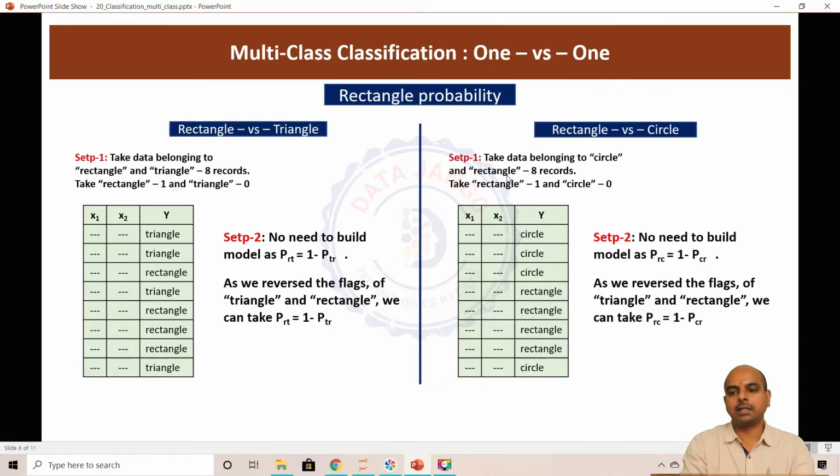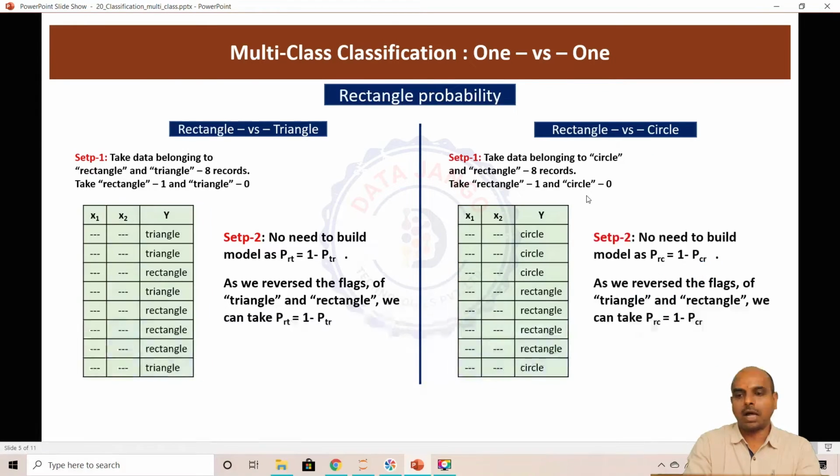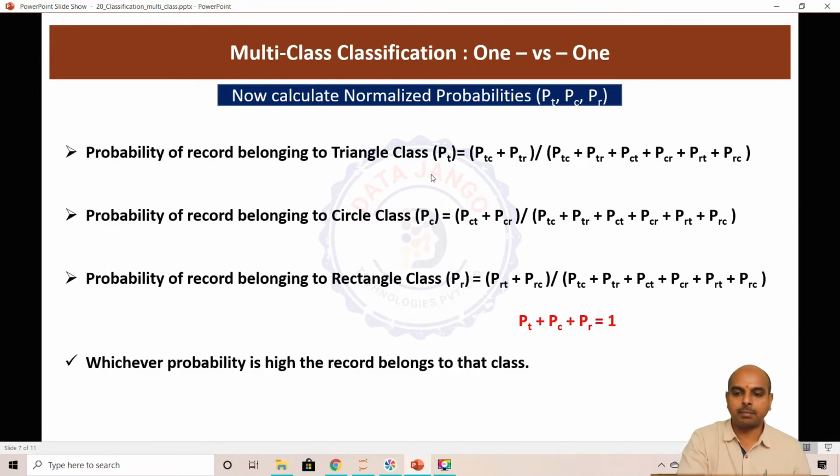Here, no need to calculate the probability for rectangle versus circle because we already calculated the probability for circle versus rectangle. In this previous slide, circle versus rectangle, we gave circle 1 and rectangle 0. On rectangle versus circle, we are giving rectangle 1 and circle 0. So we can take 1 minus CR. So we have got 6 probabilities now, right? For triangle 2 probabilities, for rectangle 2 probabilities and circle 2 probabilities. We need to normalize these probabilities to find out the probability for triangle, probability for circle and probability for rectangle.